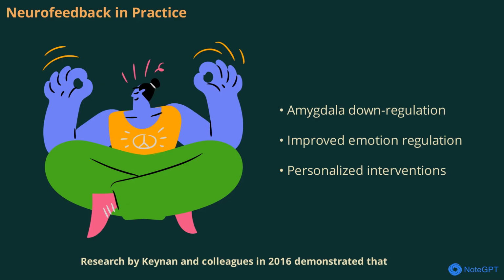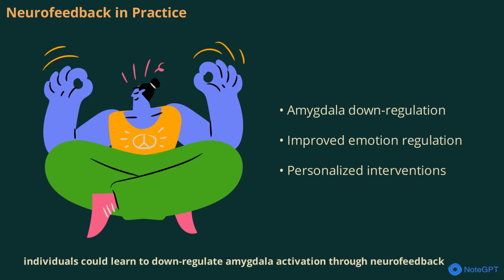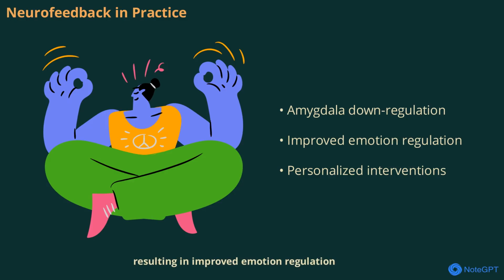Research by Keenan and colleagues in 2016 demonstrated that individuals could learn to downregulate amygdala activation through neurofeedback, resulting in improved emotion regulation. This finding highlights the therapeutic potential of neurofeedback for anxiety and trauma-related disorders. By enabling people to directly influence their brain activity, neurofeedback offers a new path for personalized mental health interventions.